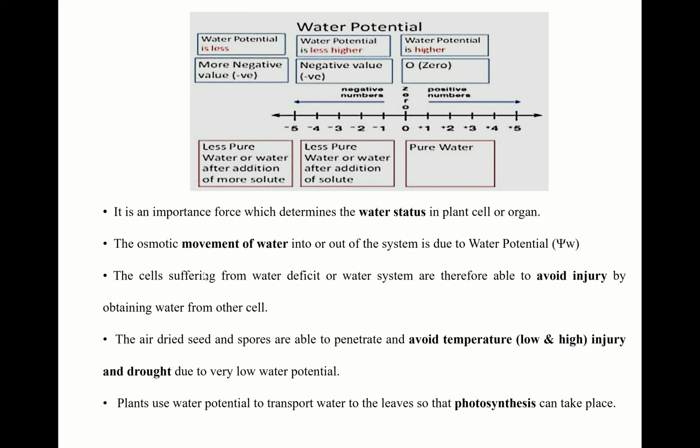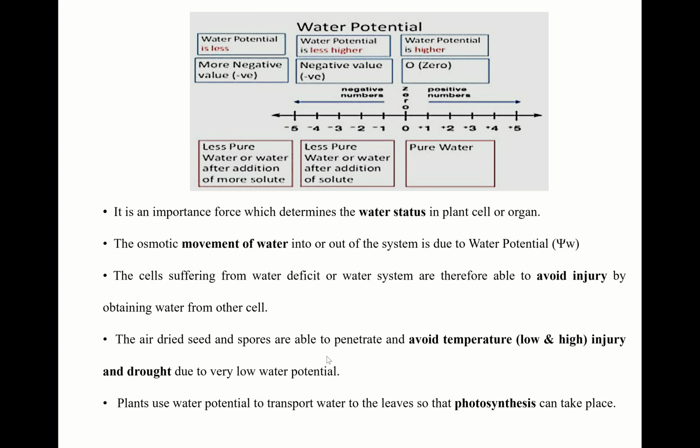The cells suffering from the water deficit. Water deficit means the cells which don't have enough water, or are suffering from less water. They are therefore able to avoid injury by obtaining water from the other cell. So when one cell is suffering from low water, it will derive water from the other cell. Then there will be movement of water from one cell to another cell. Again, it is due to water potential.